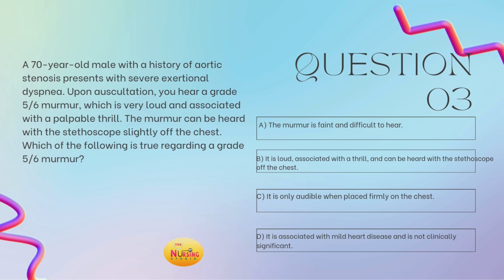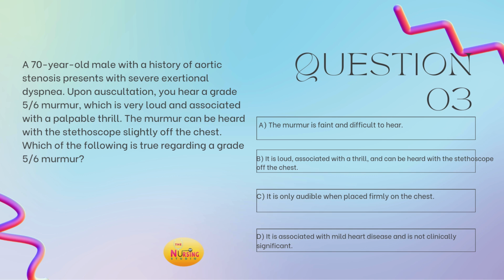Is it A, the murmur is faint and difficult to hear? Is it B, it is loud, associated with a thrill, and can be heard with the stethoscope off the chest? Is it C, it is only audible when placed firmly on the chest? Or is it D, it is associated with mild heart disease and not clinically significant? Tell me what you got.